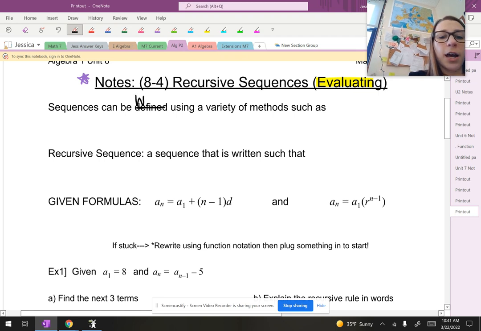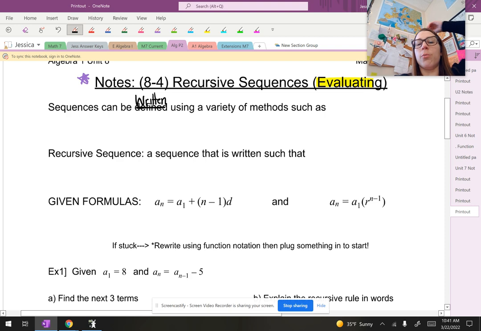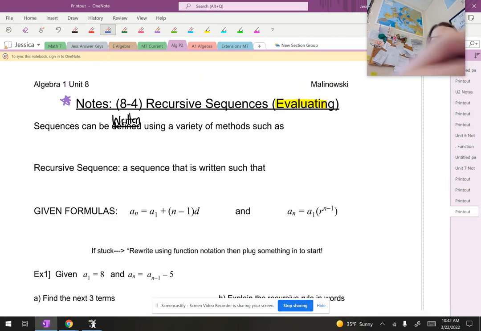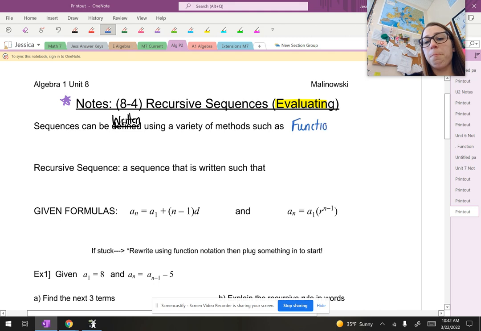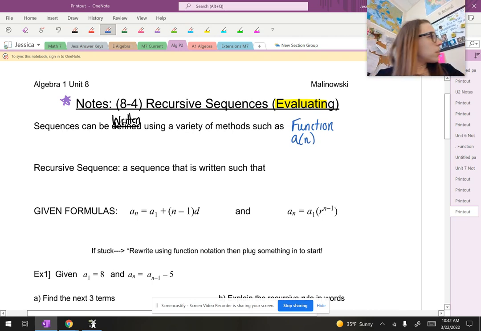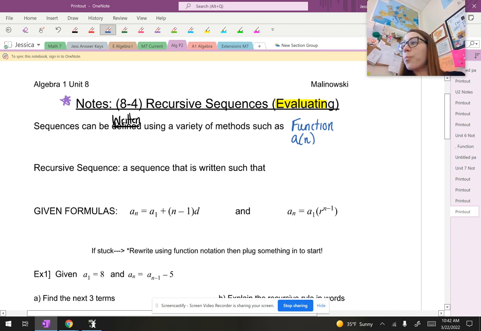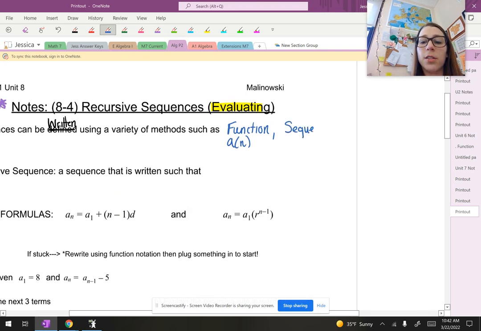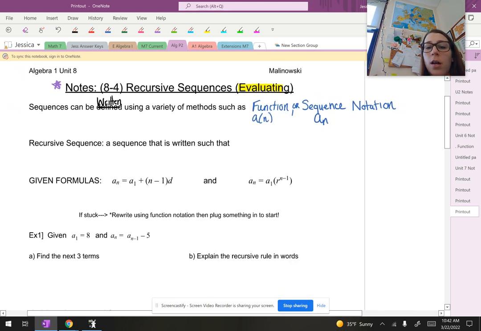So a couple of things we need to rearrange here. Sequences can be, instead of defined, I want to change that to written. Defined is fine also, but written I just like better. Sequences can be written using a variety of methods, such as function notation, with that A of n. Or instead of function notation, we were looking more recently at sequence notation. So you can write them with either sequence or function notation. Remember, sequence being that A sub n notation. So those are the two different ways you can write them, function or sequence notation.